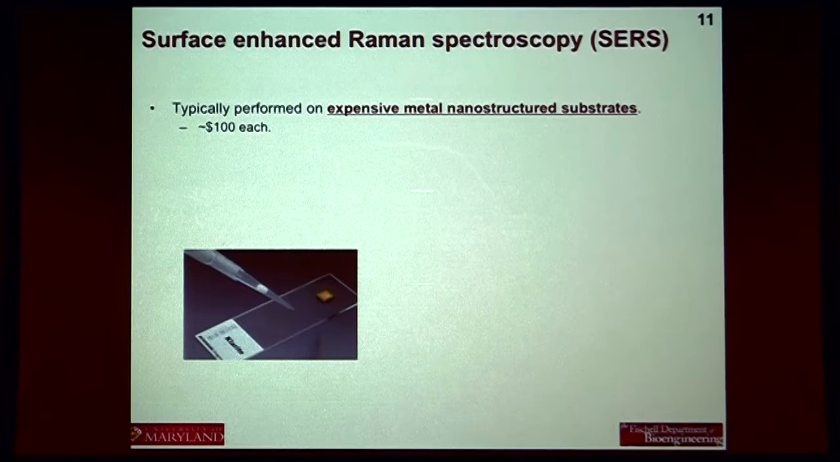Go ahead. What's the typical detection time for the SERS? How long does it take? Seconds. Yeah. So how's that compared to other methods? So with chemical detection, often the limiting factor can be getting the sample to the sensor and waiting for the necessary diffusion to occur.